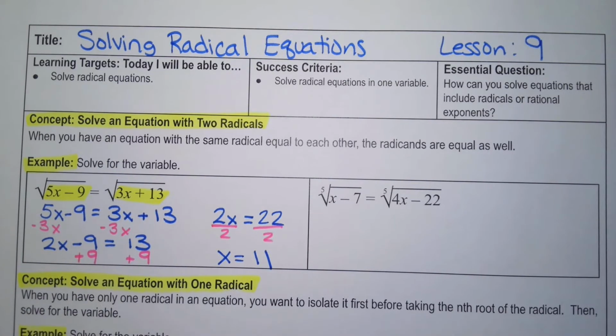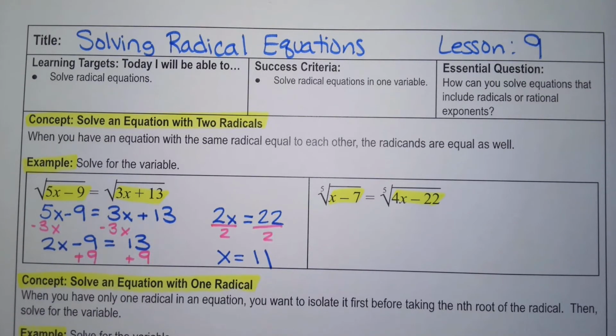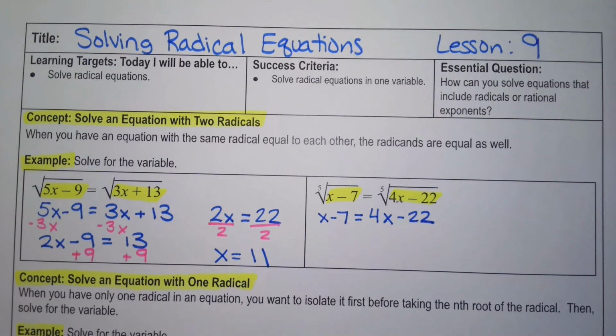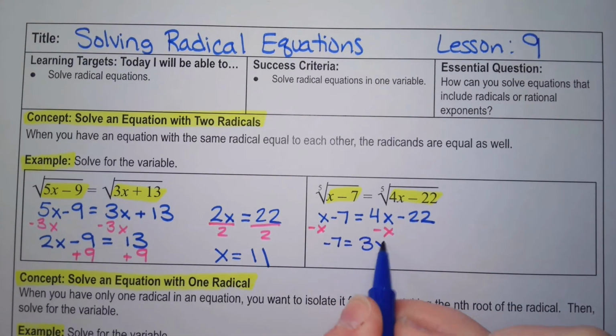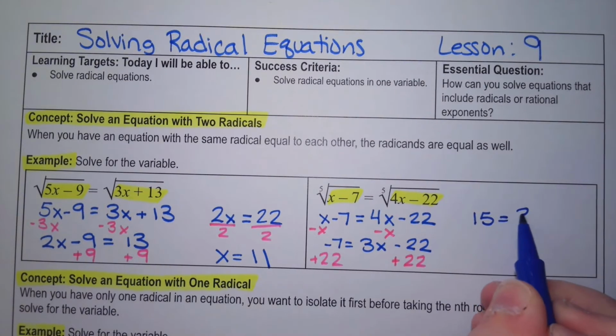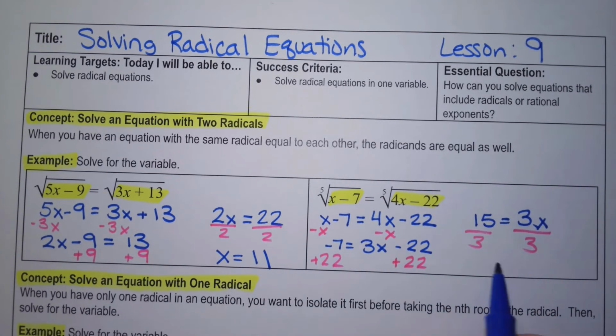Even if your index number is larger than just a square root, here we have the fifth root of x minus 7 and the fifth root of 4x minus 22. Since they are both the fifth root, again, we just drop the roots and set the insides equal to each other. X minus 7 is equal to 4x minus 22. So I'm going to subtract x first from both sides. So minus 7 is equal to 3x minus 22. Add 22 to both sides. And we get 15 is equal to 3x. Divide by 3. And we get x is equal to 5. So that's what we need to do when we have the same radical on both sides.